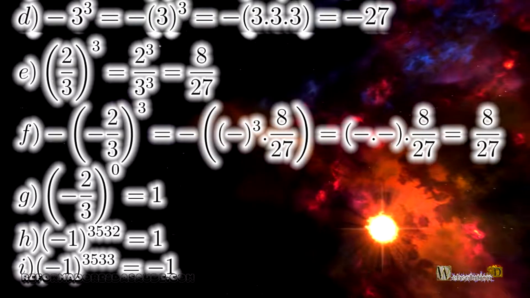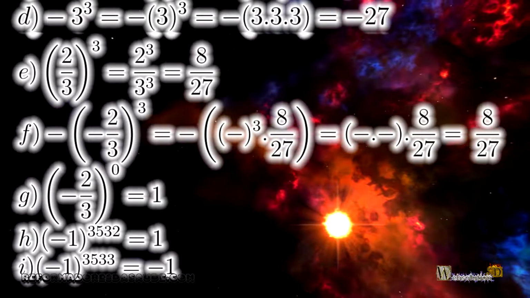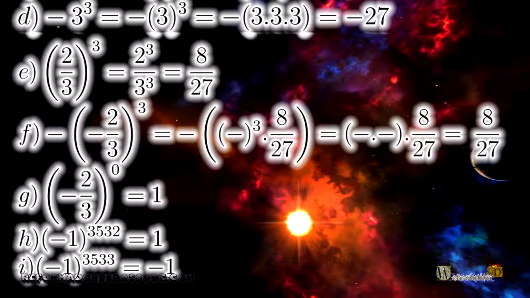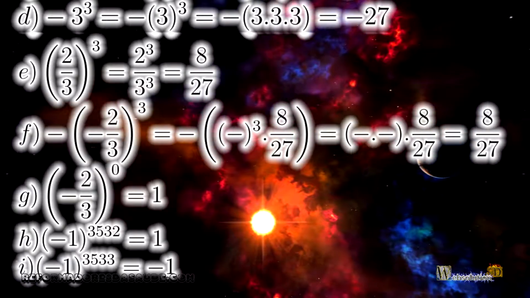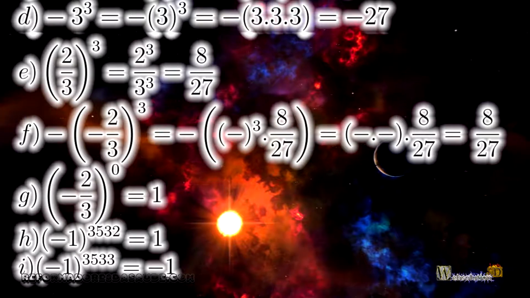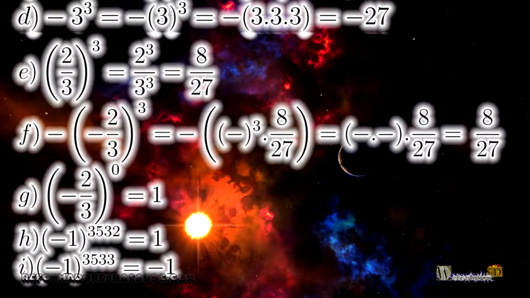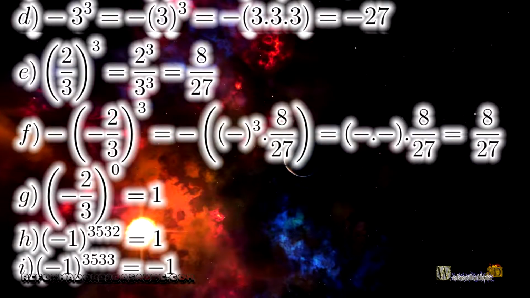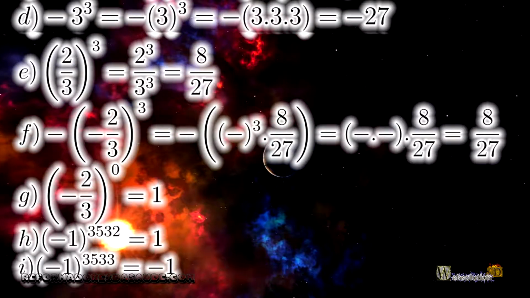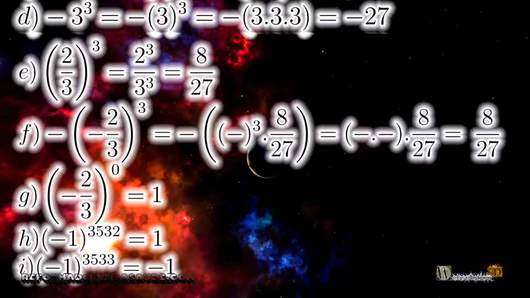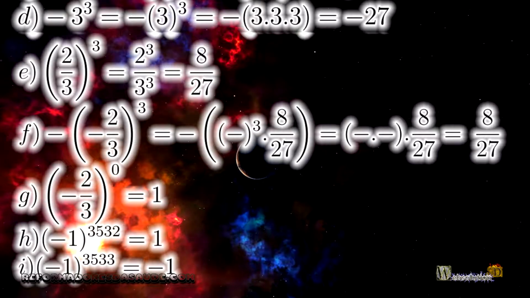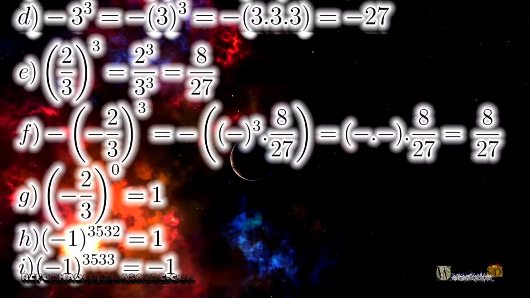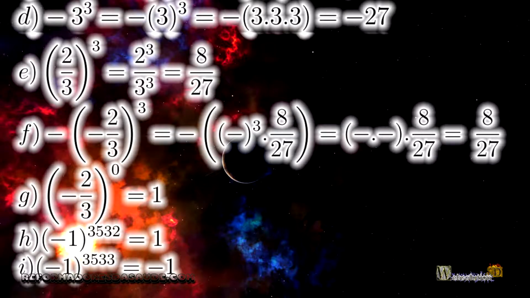In another exercise we have minus 1, all raised to 3532. Now 3532 is even, so the negative becomes positive, and the number 1 multiplied by itself as many times results in the number 1. Remember that if the minus was outside the parentheses, it would not be raised and would remain. In the next exercise the exponent is odd, so the answer is minus 1.